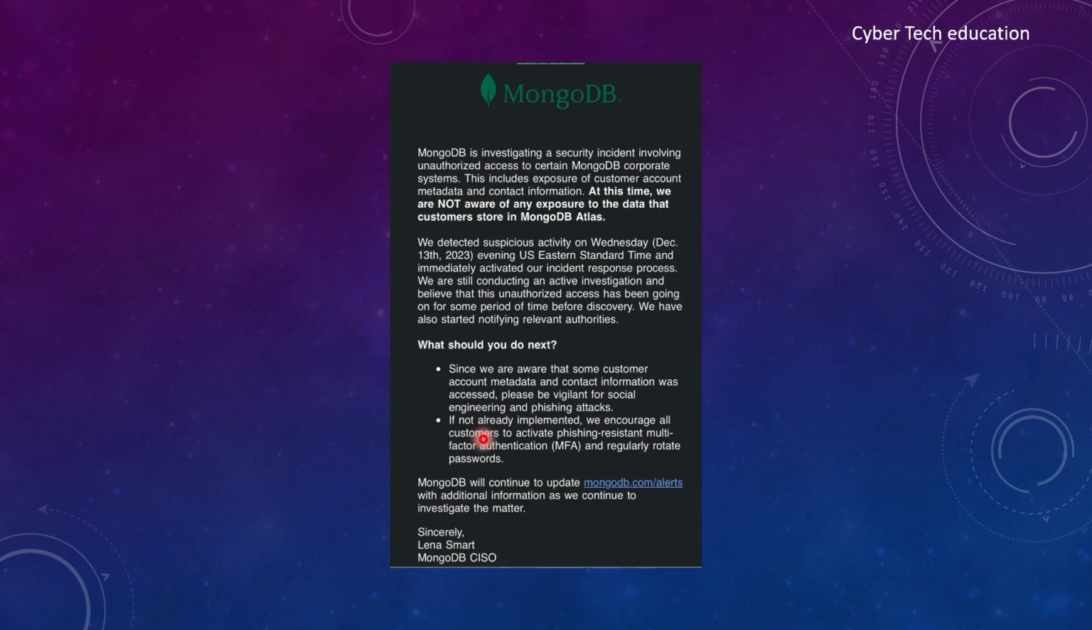So this is one of the comments, or rather an email, from the MongoDB CISO: enable multi-factor authentication and regularly change passwords. At this time they are not aware of any exposure to the data that customers store in Atlas, but they detected this suspicious activity through US Central Time or US Eastern Standard Time, and immediately activated an incident response plan on the 13th of December.